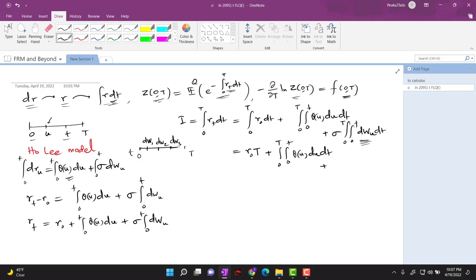So look at the inner sum. The inner sum aggregates dw's from 0 to small t. That means when small t is here, it will pick up dw1 and let's say also dw2, but not dw3. It's not there yet, okay? When small t moves from here to here, then again it will pick up dw1, dw2 and dw3. All right, so that is what is happening.